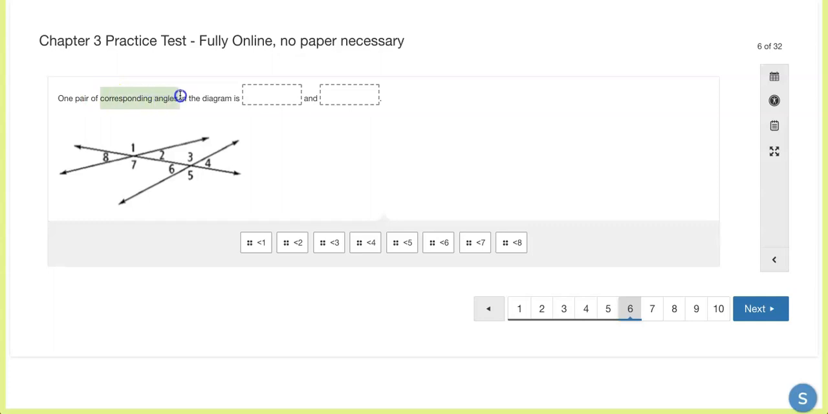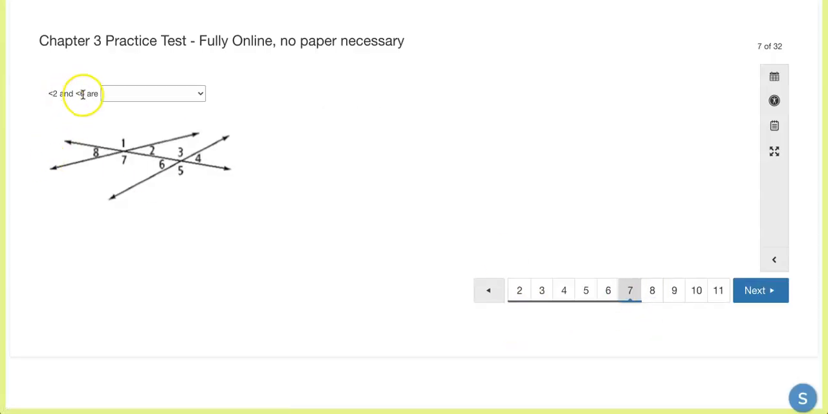Corresponding, there are a lot more possibilities here. So 1 is going to correspond with 3. That's kind of the upper left angle of these 4, so is angle 3. 2 corresponds with 4. 5 corresponds with 7. 8 corresponds with 6. You can do any of those. There are 4 answers that would be correct for that one.